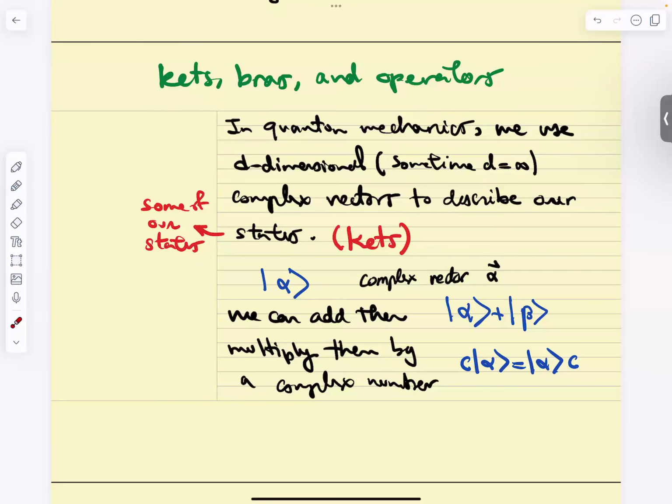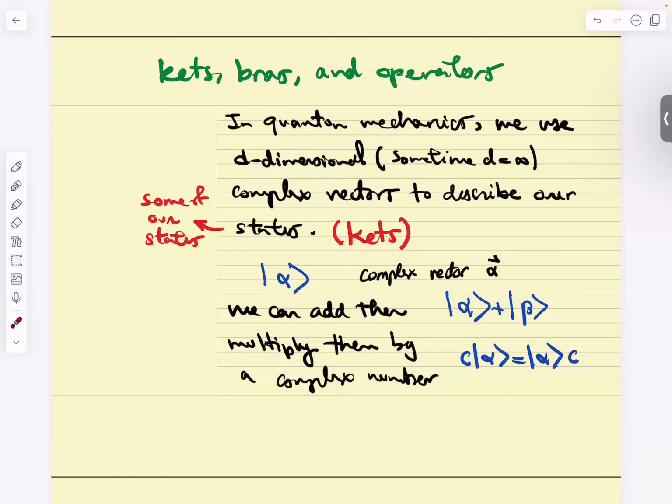So in quantum mechanics, we use a d-dimensional, sometimes d is infinite, complex vector space, namely Hilbert space, that describes our states. So what are vectors representing in quantum mechanics? They represent states. These are complex vectors. If you wish, you could just denote them with alpha with a vector sign over it, but this is a more convenient notation, as you will see.